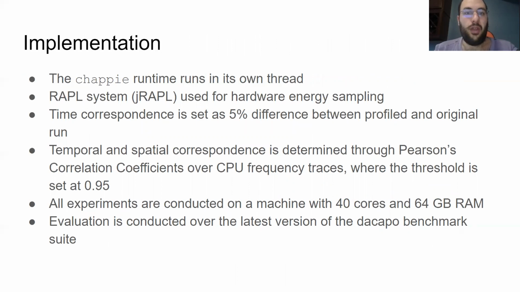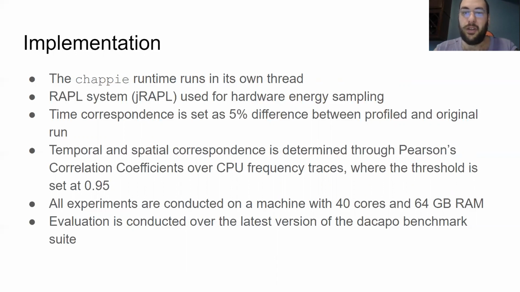Chappie runs in its own thread, co-running with the application. Energy data is collected from the RAPL system using the JRAPL framework. The time correspondence is set as a 5% difference between the profiled and the original run. And the temporal and spatial correspondences are determined through the computation of a Pearson's correlation over our CPU frequency traces, with a lower threshold set at 0.95.